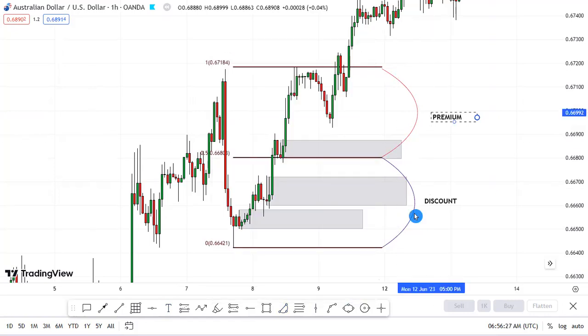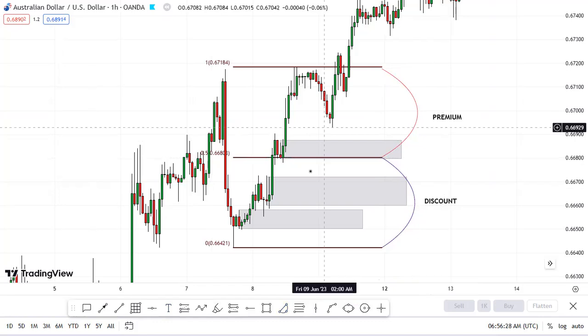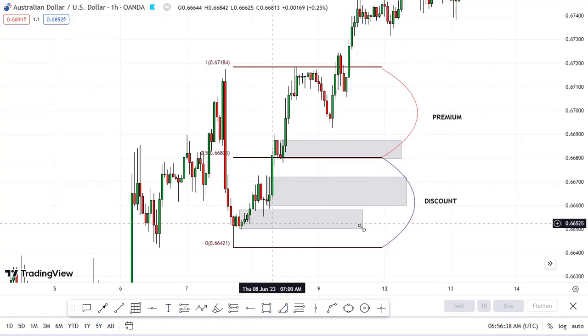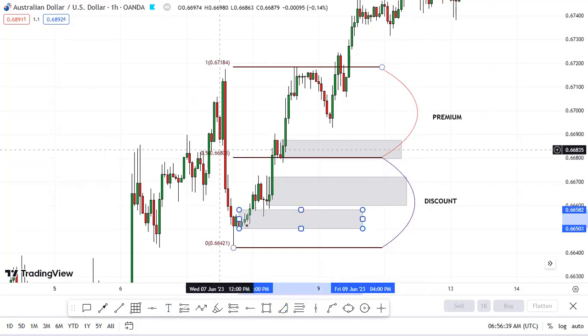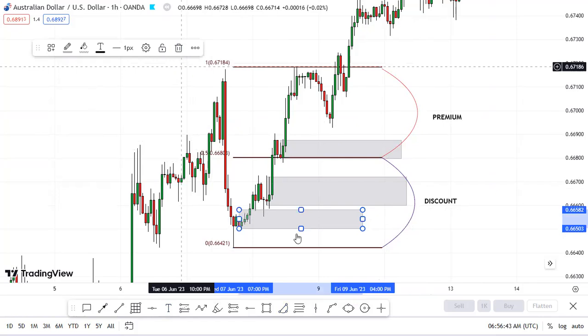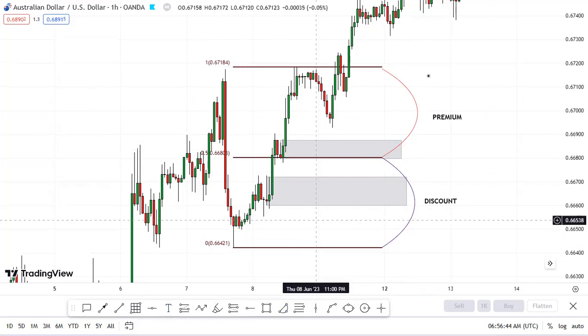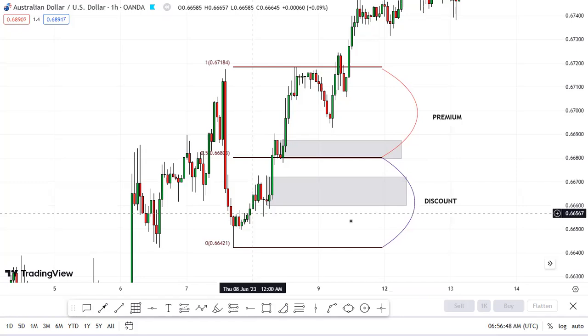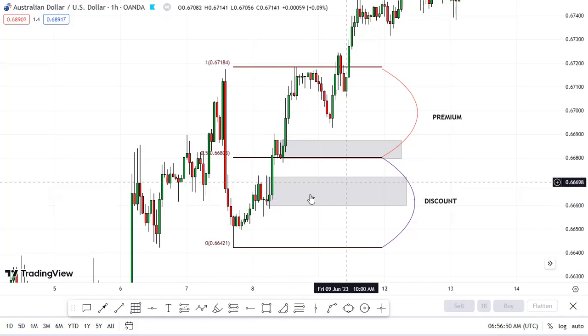So you see, from here down to here, this is discount, and this discount zone is a zone that is very good for us to look for a buy opportunity. Any order block inside this one is already a mitigated order block, so you can see. If you find any order block from this discount zone, it is going to be a very good order block.